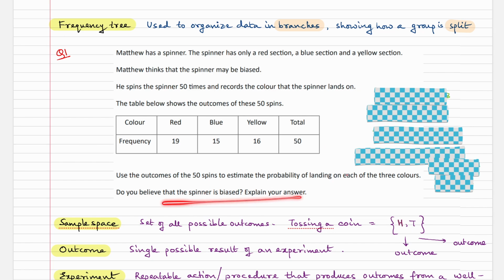Do you believe that the spinner is biased? Well, nothing depends on us. It all depends on what Matthew thinks. It would seem that all of these probabilities, 19 by 50, 15 by 50, and 16 by 50, are almost of the same magnitude. The spinner is probably not biased. If there is a bias, you will consistently see something appear more number of times by quite an order of magnitude. The probability that we obtain is basically the theoretical probability.